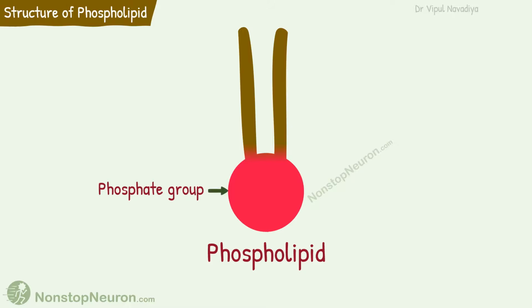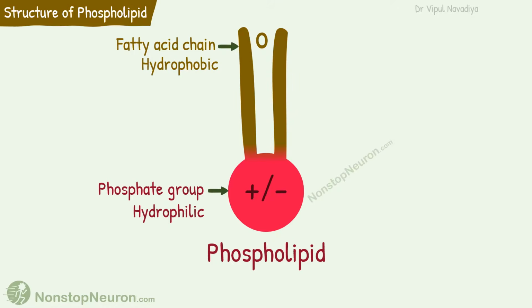As per the name, it is made up of a phosphate group and fatty acid side chains. The phosphate end is charged or polar, so it's hydrophilic, or in simple words, it wants to stay with water. And fatty acid chain has no charge, so it is hydrophobic, or in simple words, it wants to stay away from the water. This property of phospholipid decides how it interacts with water.